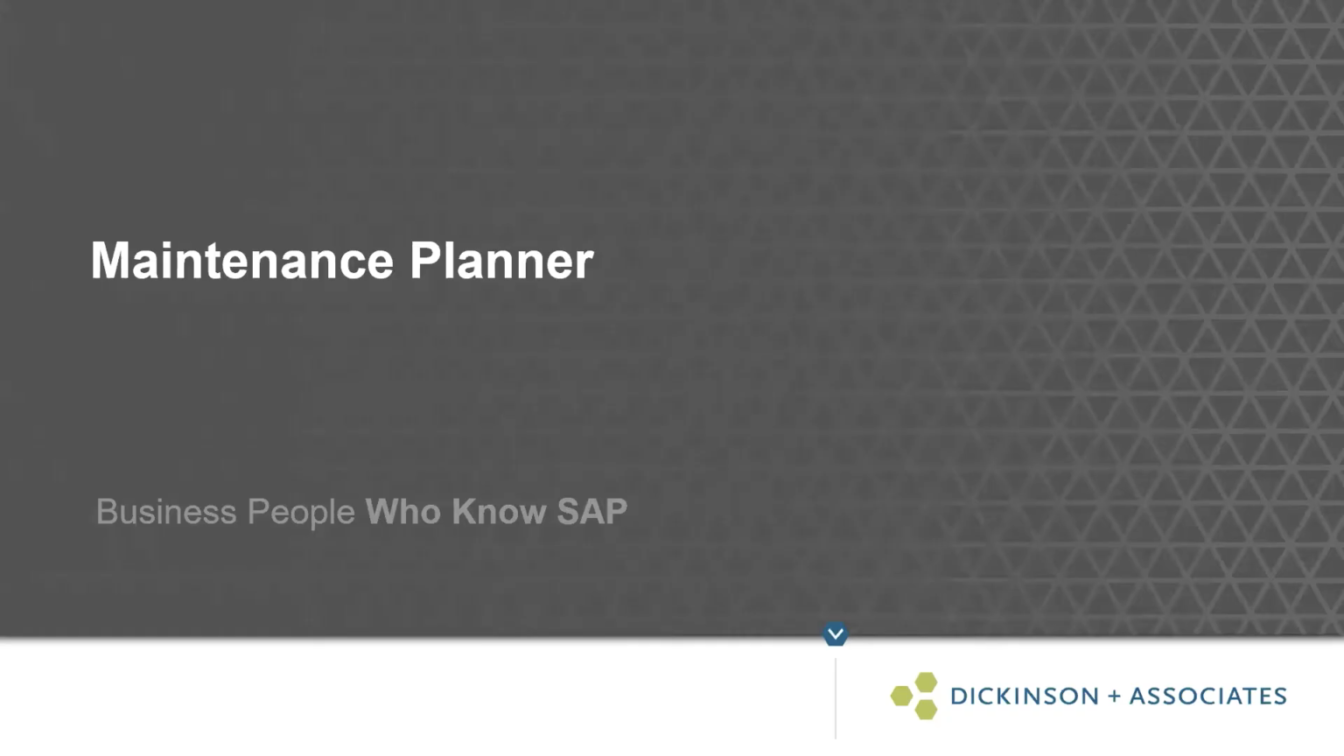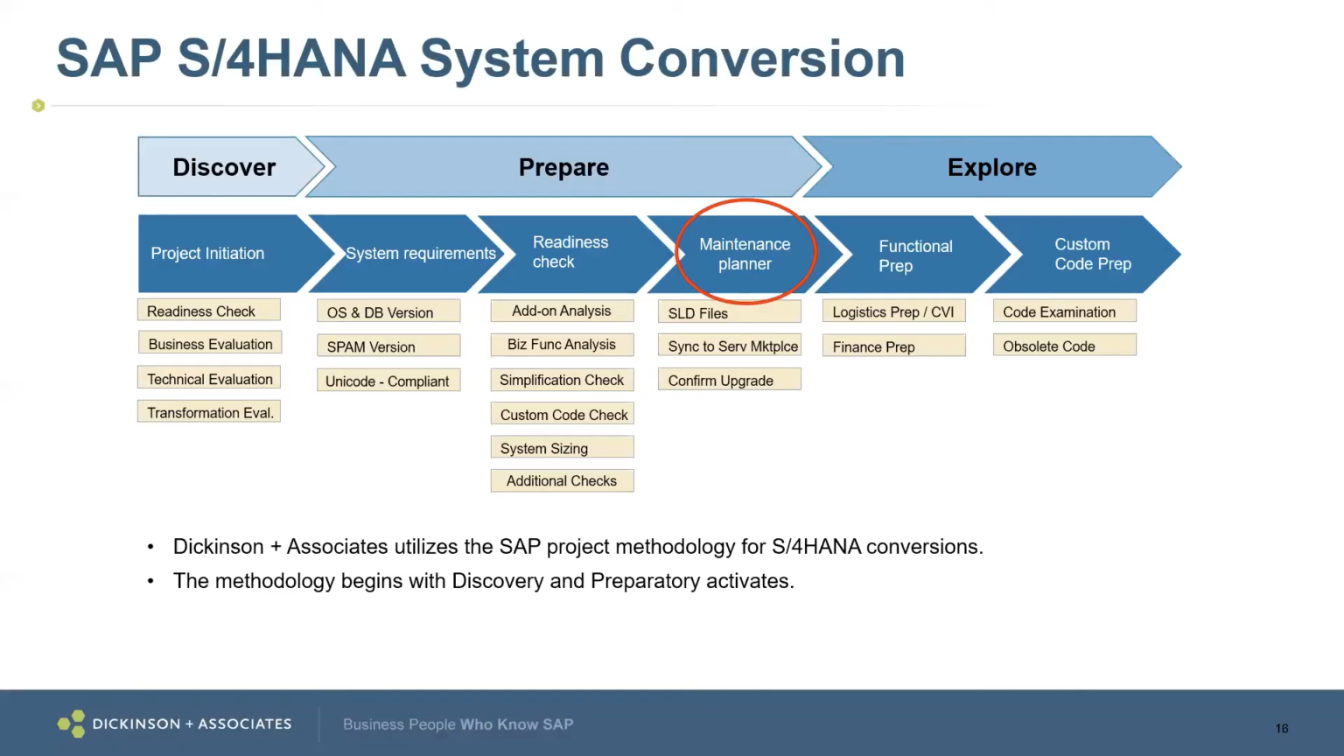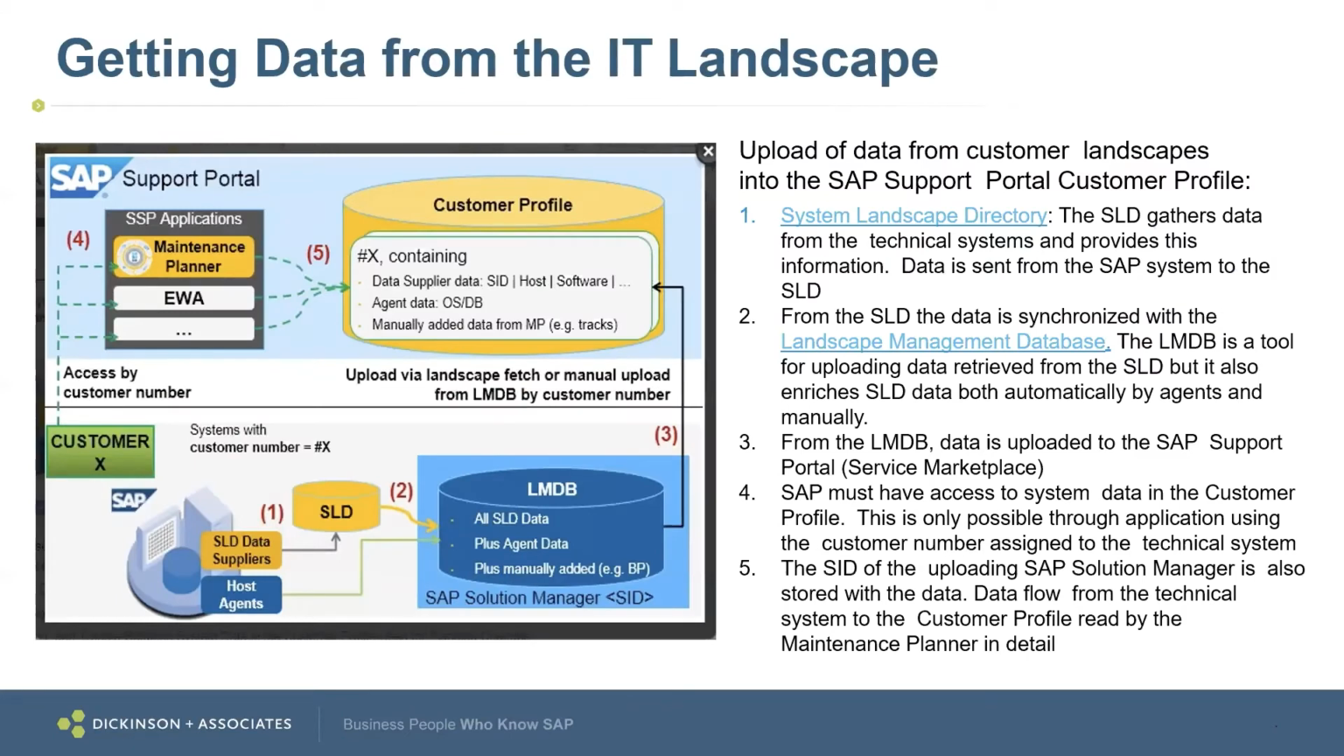But as we move into prepare, we'll start to run a second tool that does a very similar analysis, but it's really very technically focused. It's looking at the basis applications called the maintenance planner. So in the prepare phase, we're going to run this tool and get a deeper analysis, and it will tell you what are the blocks for you being able to conduct the upgrade. So it will literally tell you if there is going to be a hard error in the process. So let's look at the process of how the maintenance planner works first.